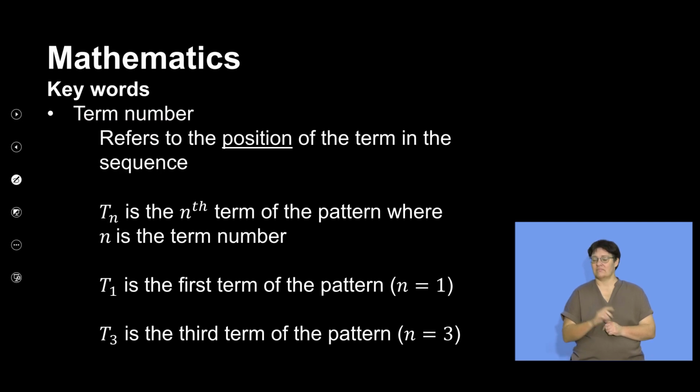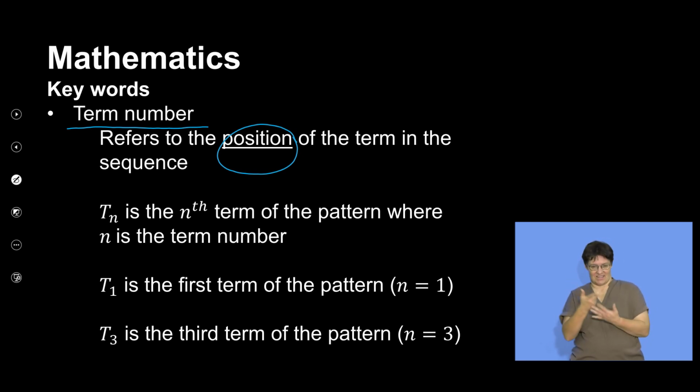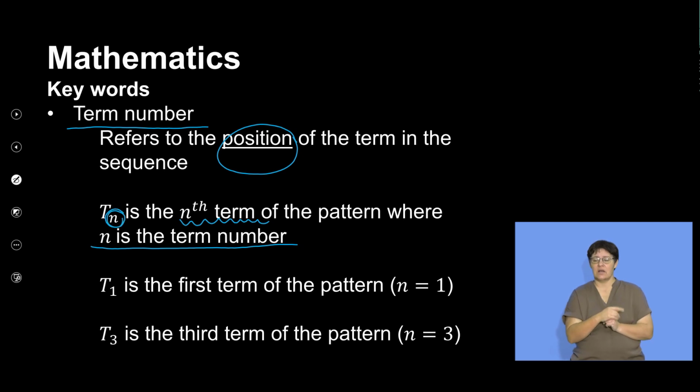The first concept is term number. Now, what a term number is, is that it refers to the position of the term in the sequence. So Tn is the nth term of the pattern, where n is the term number. So we're just saying that we are going to pop a little number where the n is, and that's going to tell me the position of the term in the sequence.